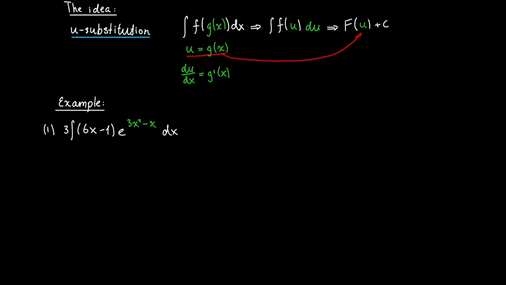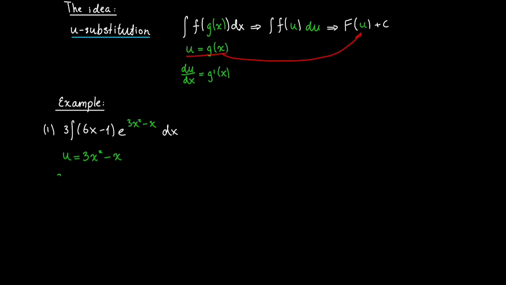Let's say we're asked to compute 3 times the integral of 6x minus 1 times e to the power of 3x squared minus x. This is a pretty complicated function, and simple integration rules will not help us here. So, step number 1, we would introduce a substitution, the green part. U is going to be equal to the power. So in this case, that would be the 3x squared minus x.